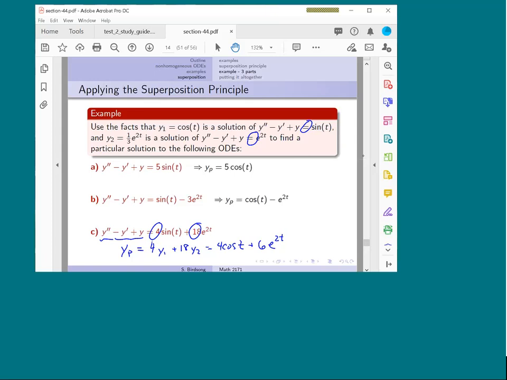Just as a last follow-up, you guys do have a Canvas quiz that talks about superposition. I believe it's due Thursday night, and it would be asking you to see if you can do the same sort of thing. Okay. All right.